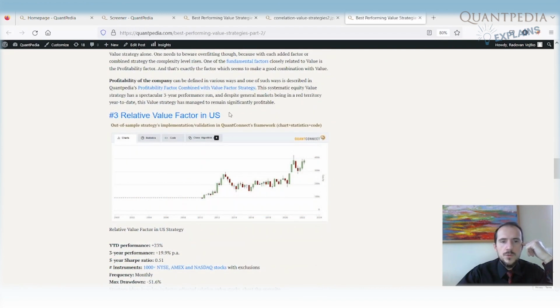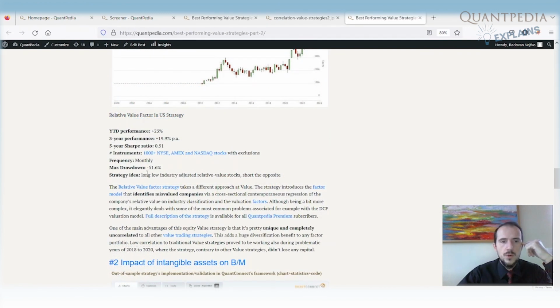Then we have the relative value factor in the US. We are going long low industry adjusted relative value stocks, and we short the opposite. So this relative value factor takes a different approach to value. Instead of identifying these value companies just individually, we are trying to do the industry adjustment. So we are looking at how cheap the stock is compared to the industry average, and how expensive the stock is compared to the industry average. It's completely uncorrelated to other value trading strategies, and it's a really, really interesting addition.